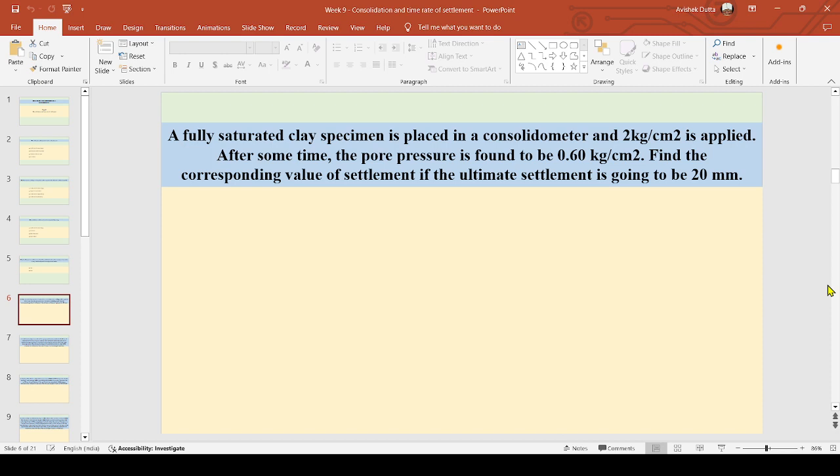A fully saturated clay specimen is placed in a consolidometer and 2 kg per centimeter square is applied. After some time, the pore pressure is found to be 0.6 kg per centimeter square. Find the corresponding value of settlement if the ultimate settlement is going to be 20 millimeter. Okay. Next question.